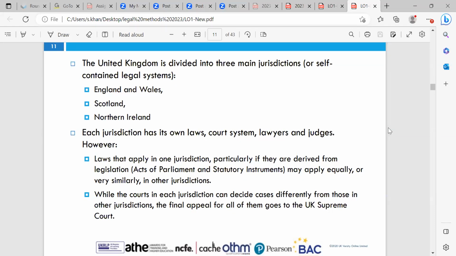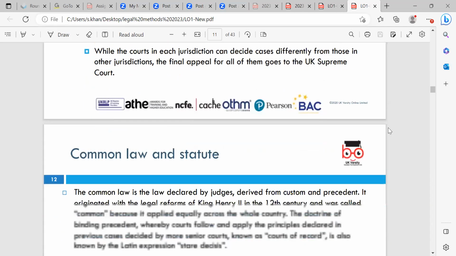While the courts in each jurisdiction can decide cases differently from those in other jurisdictions, the final appeal for all of them goes to the UK Supreme Court. And that's the head, the top court is the UK Supreme Court. And it's the last court, okay?